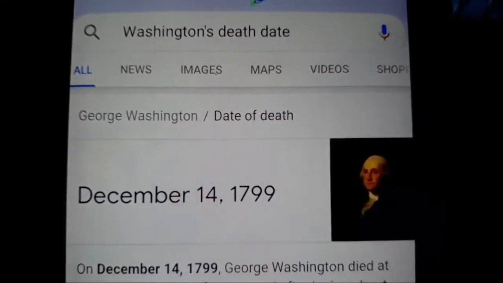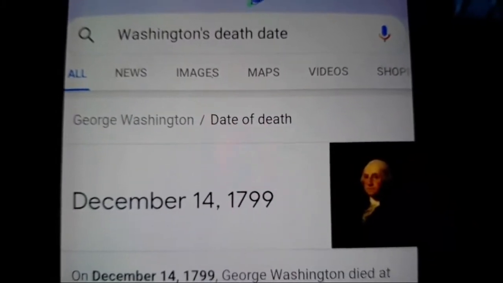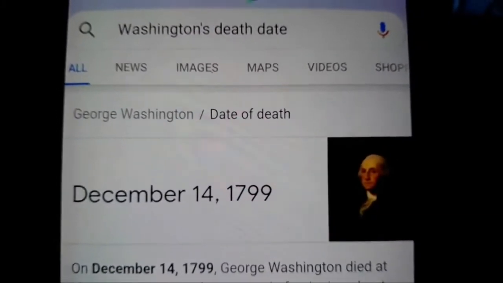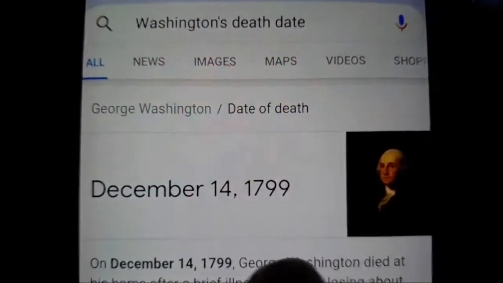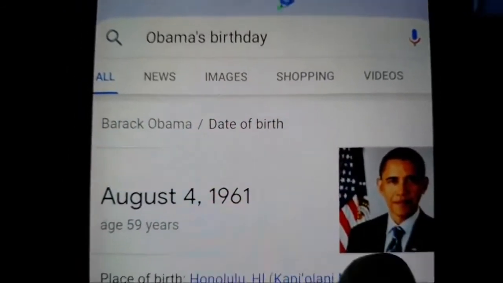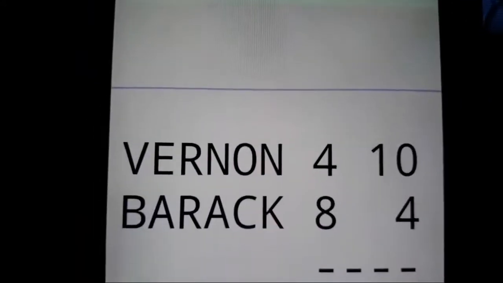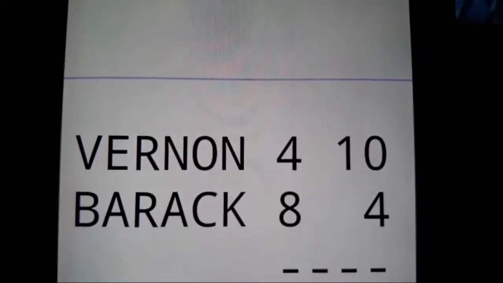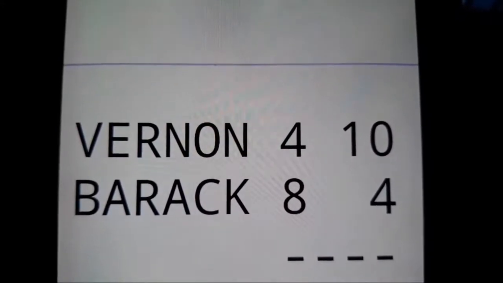Oh, and also Washington plays a big part in all of this. George Washington died on 12/14, 1799, but forget about the year. Just look at the date: 12/14, 8/4, and 4/10. Watch what happens. Vernon, Elvis's dad, was born on 4/10. Barack was born on 8/4. Okay, what do you get?